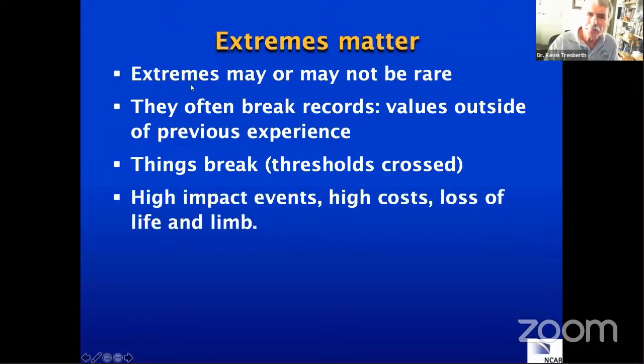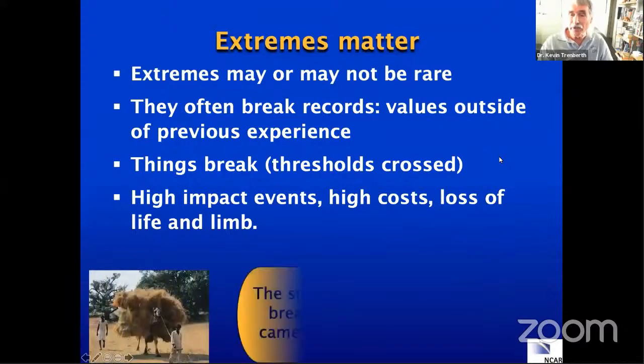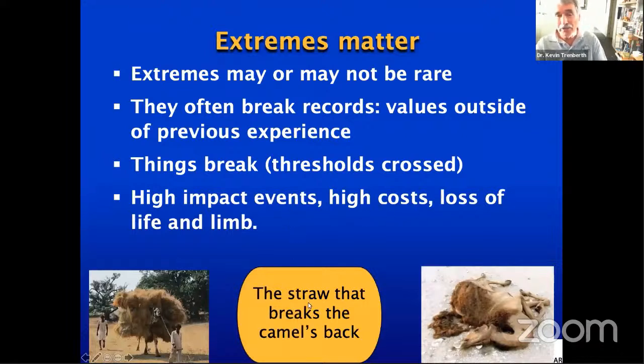And so these extremes matter. They may or may not be rare in some places, but when they occur, they often break records and they produce values outside of previous experience. And so things break. Thresholds are crossed, high impact events, high costs, loss of life and limb occur. So we need to really worry about these aspects of climate change, their effects on the water cycle. And often, even though the individual effects might be relatively modest, say of the order of 10%, it can be the straw that breaks the camel's back.